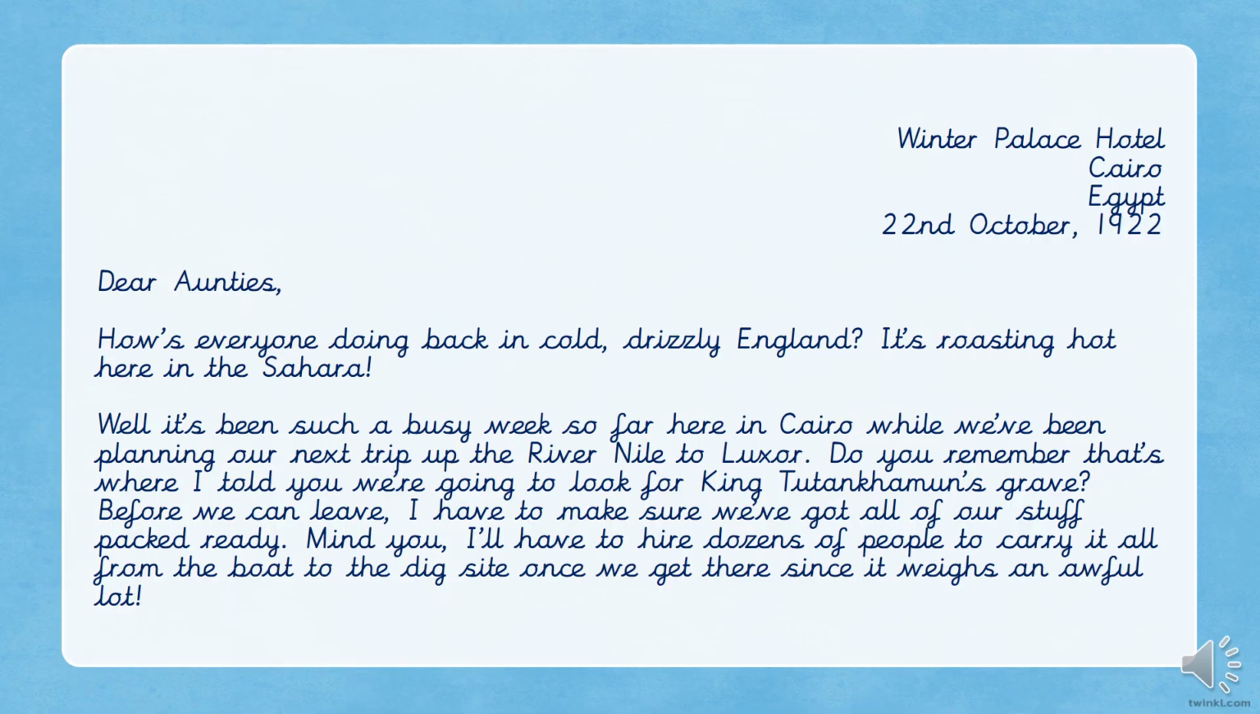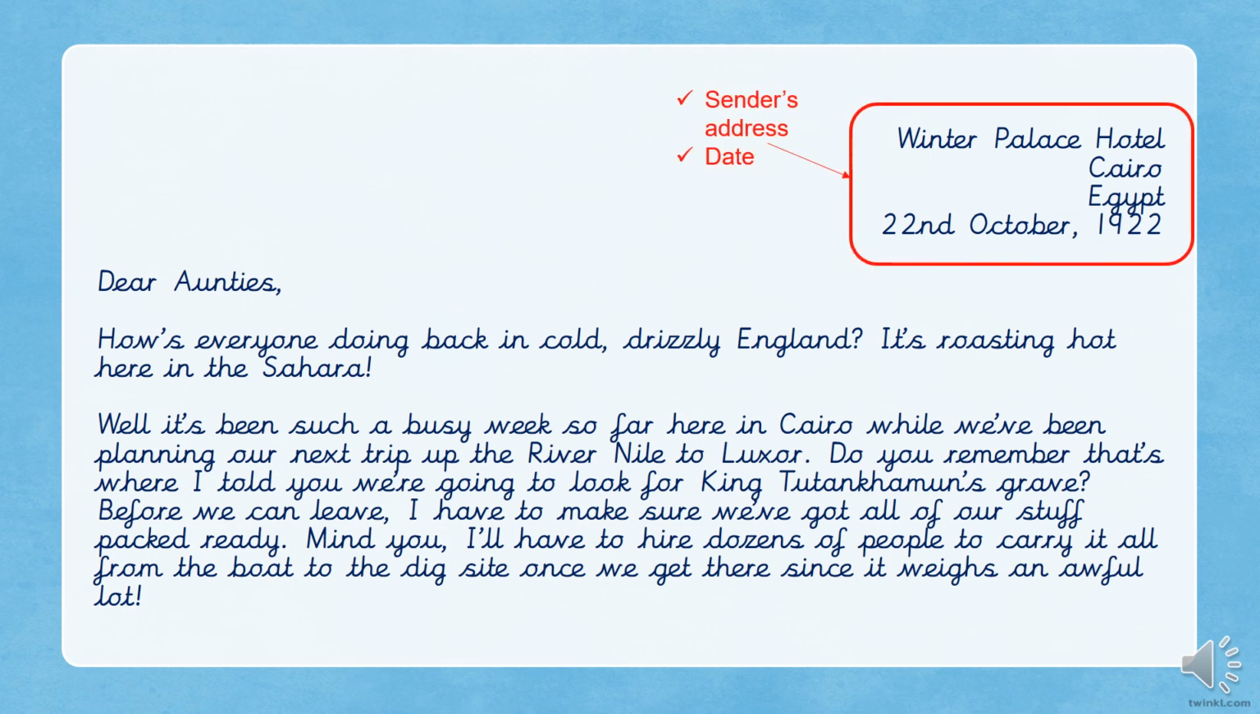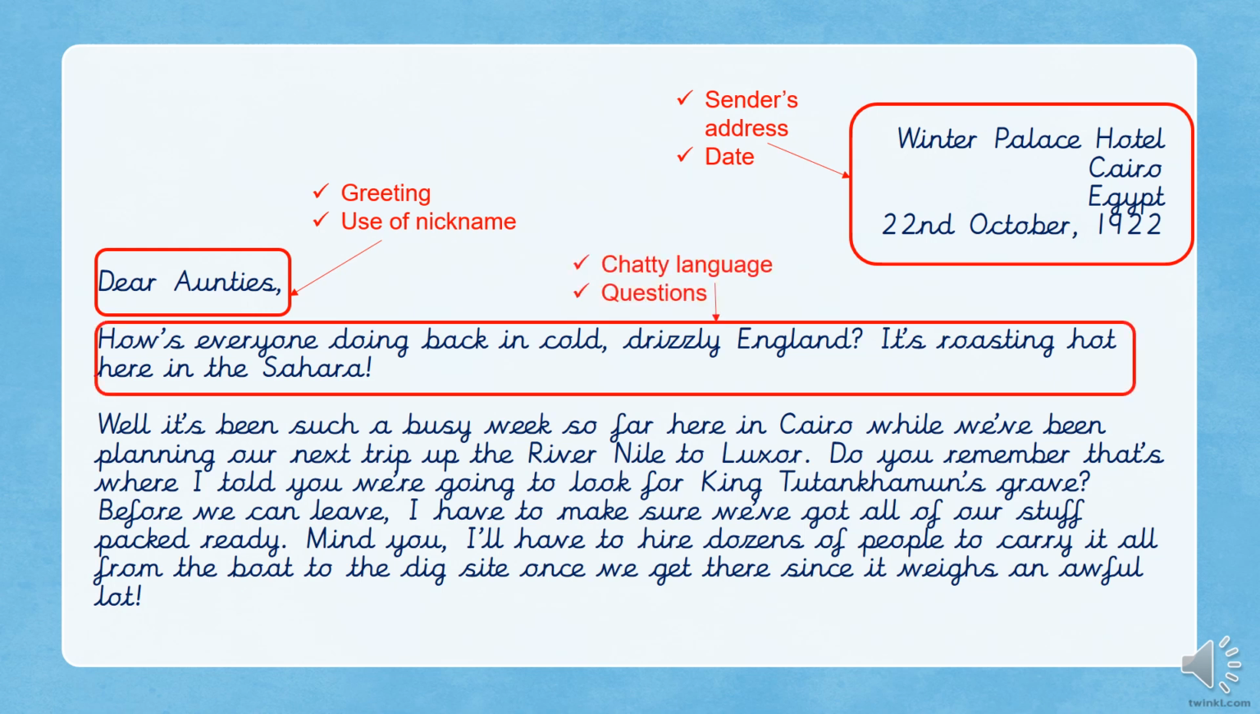Now, yesterday we looked at 2 informal letters, and we're just going to point out the features that we've listed on these letters so that you can see where they are. Here at the top on the right, we have the sender's address and the date. And then here is the greeting. So the letter starts with dear, and in this case they've used the nickname aunties. And then in this paragraph we've got chatty language, and we've also got a question. How's everyone doing back in cold, drizzly England?